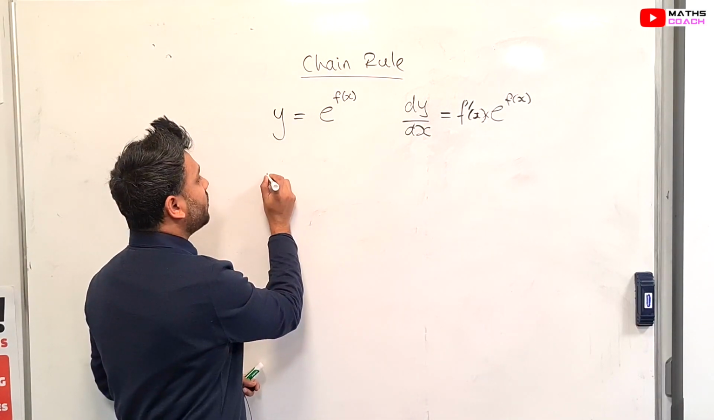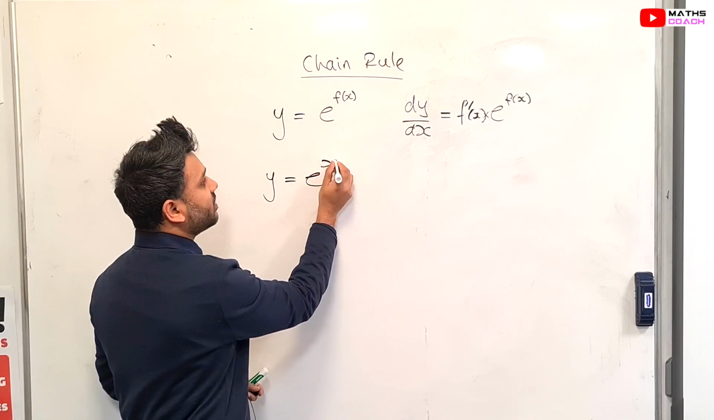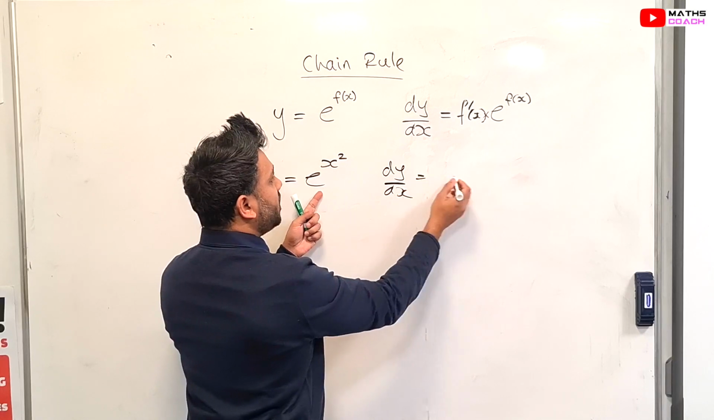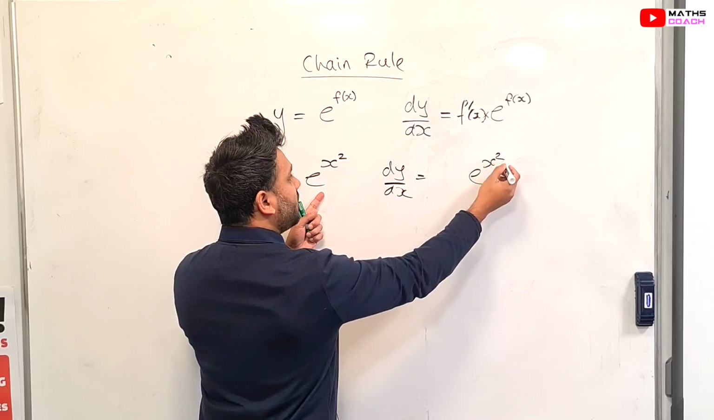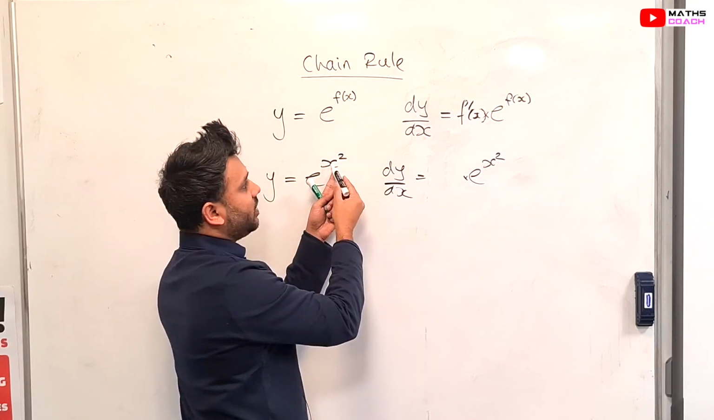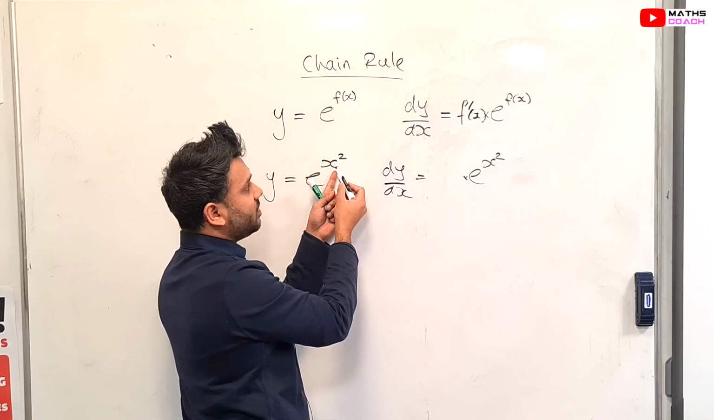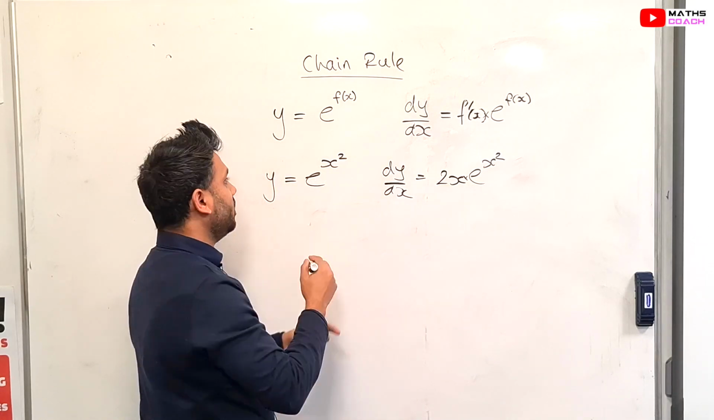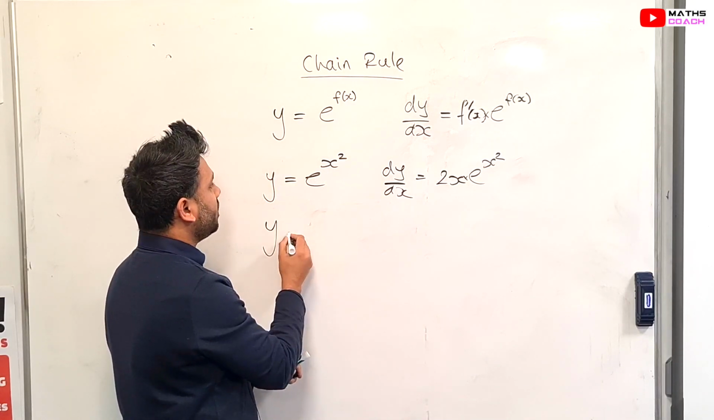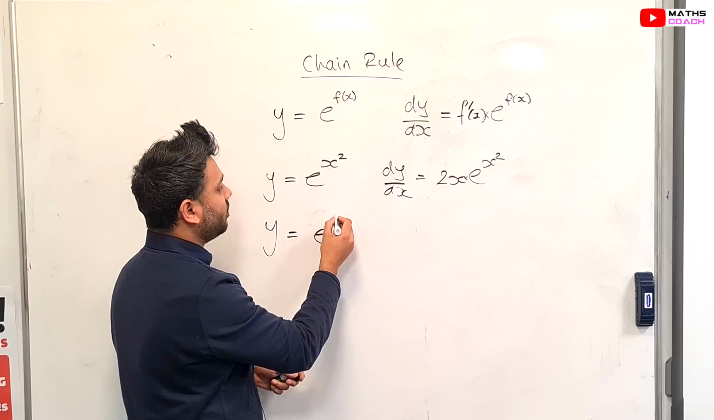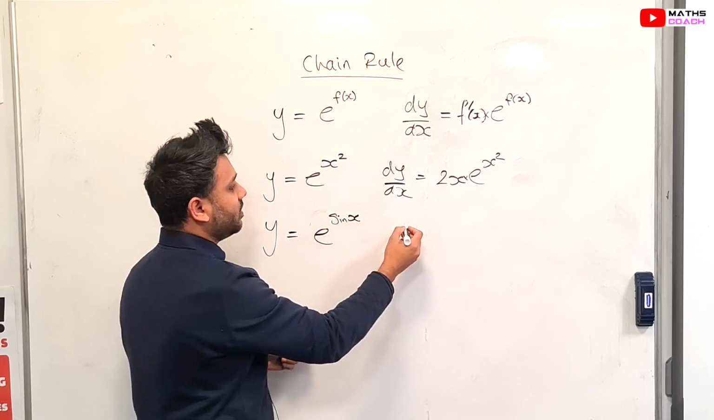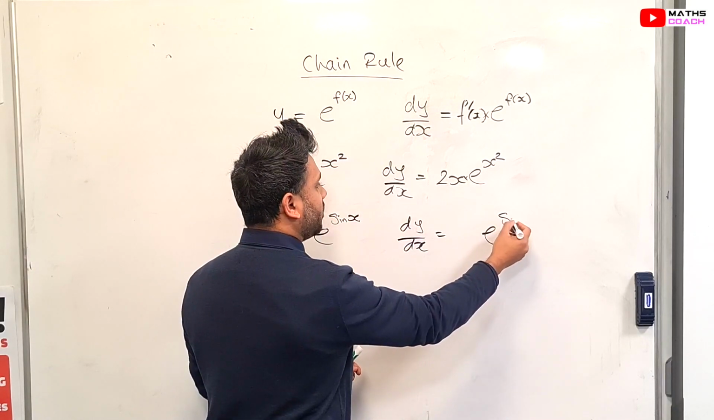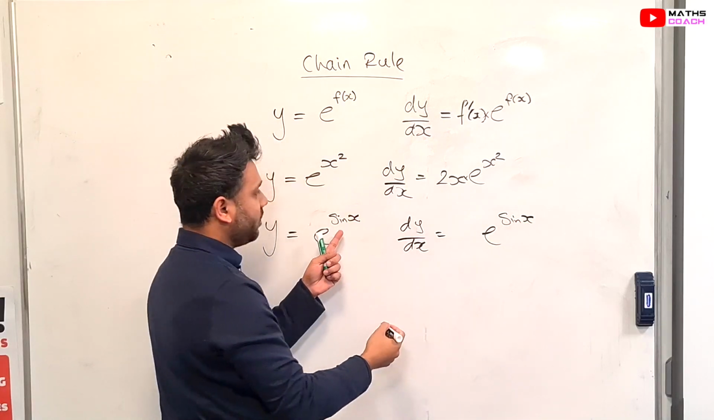So for example, if y equals e to the power x squared, then dy by dx would be e to the power x squared times by the derivative of the power here. Can you see here f of x is our x squared, which differentiates into 2x. Another example could be y equals e to the power of sine x. Therefore, dy by dx would be e to the power of sine x multiplied by the derivative of sine, which is cos x.